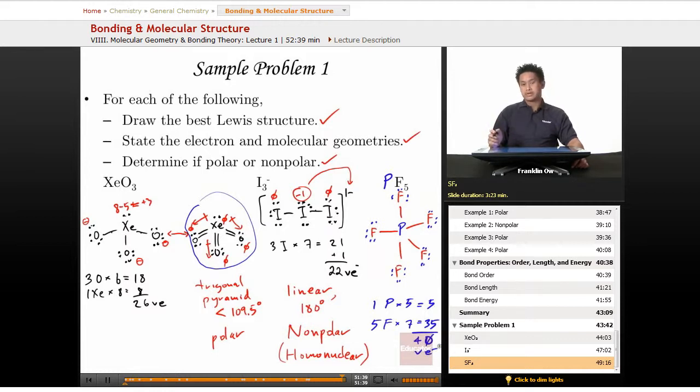Let's see if we use 40 valence electrons or not, which is 20 pair. Okay, so 2, 4, 6, 8, 10, 12, 14, 16, 18, 20, 22, 24, 26, 28, 30, 32, 34, 36, 38, and a grand total of 40 electrons, everybody, or 20 pair. So yes, this is the valid Lewis structure for phosphorus pentafluoride, everyone.